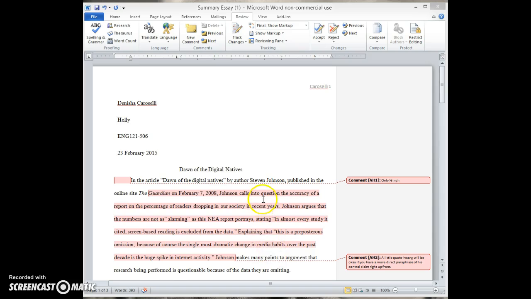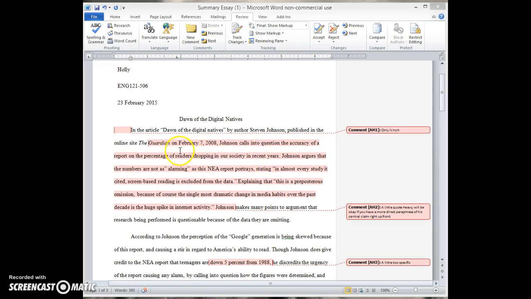Okay, so jumping right into your summary, I think you did a good job introducing the article with the title, author, source, and publication date right there in the first sentence. And I think this first paragraph does a really good job getting at the author's overall argument. And you are covering pretty much everything here, which is a good strategy for summary.